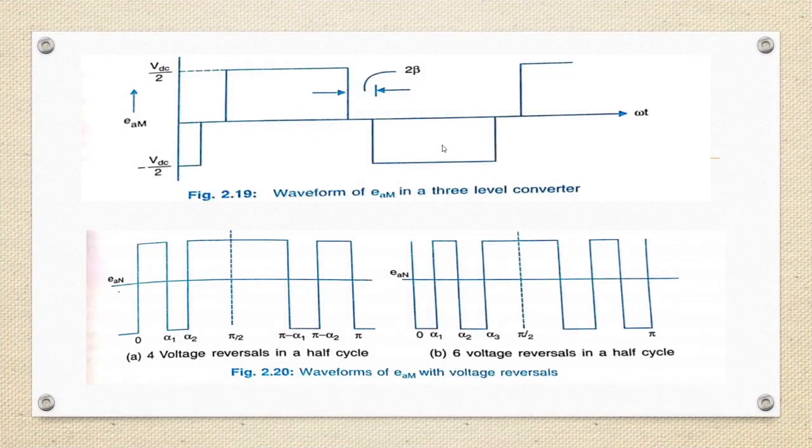EAM will have 3 levels. It can be shown that the peak value of the fundamental component of the injected voltage is given by E1 equal to 4/π × VDC/2 × cos β, and the harmonic voltage is given by EH equal to 2/(Hπ) × VDC × cos Hβ, where H is equal to 6K ± 1, K being an integer.